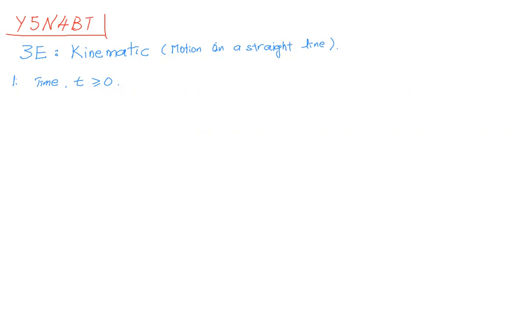The first word is initial. When they give you the word initial, you straight away know that it means t equal to 0. Are you clear? If they ask for initial something, you have to substitute t equal to 0. Are you clear? Okay.